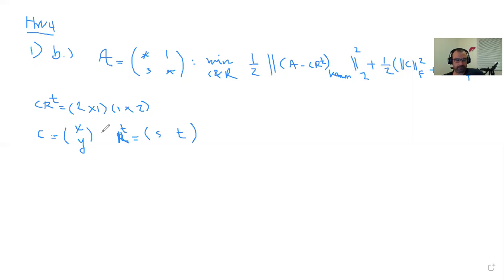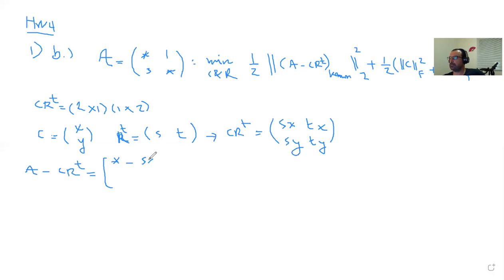If you perform the product CR^T, it should give you the following: sx, tx, sy, and ty. Now, what about the matrix A minus CR^T? It is going to be equal to star minus sx, 1 minus tx, and here we get 3 minus sy, and finally star minus ty.